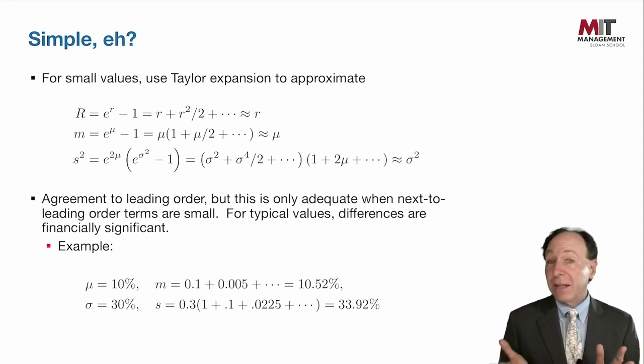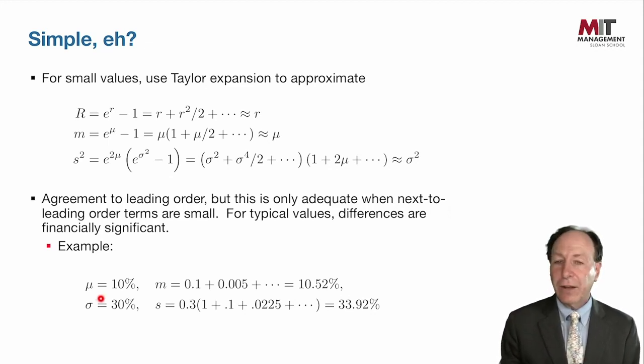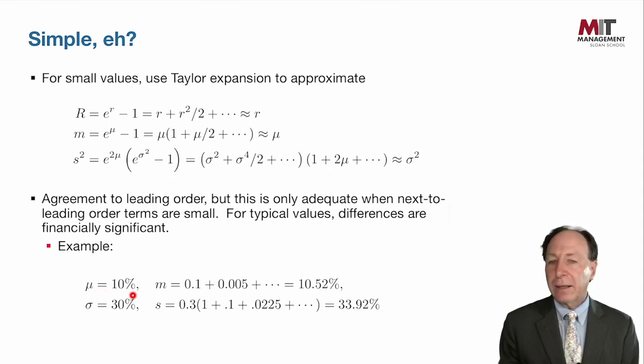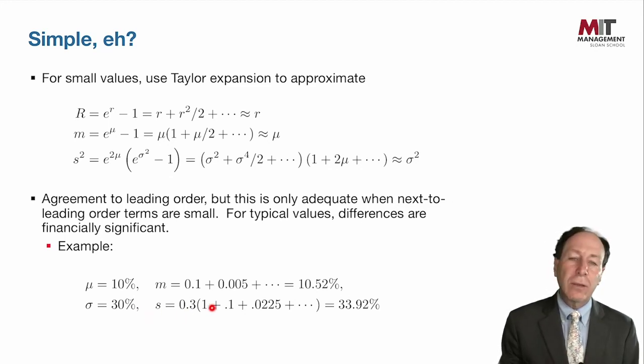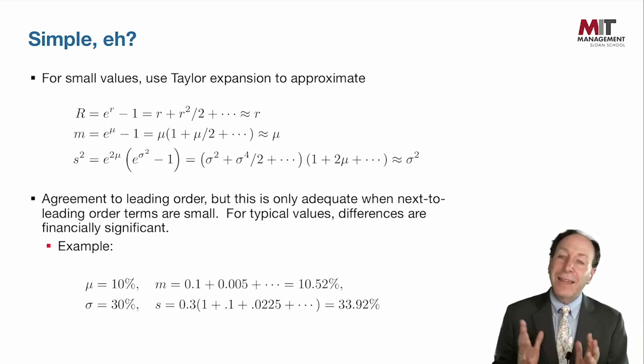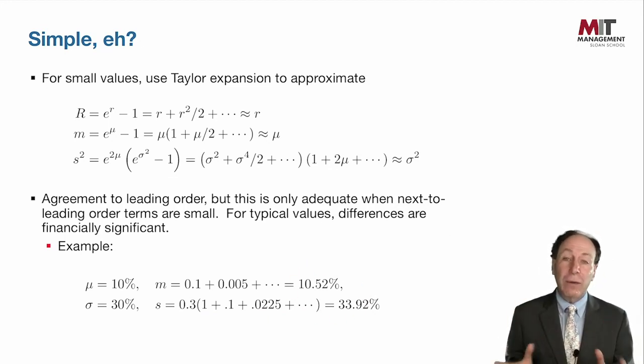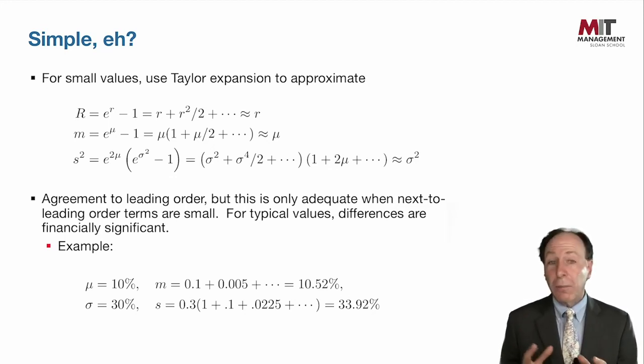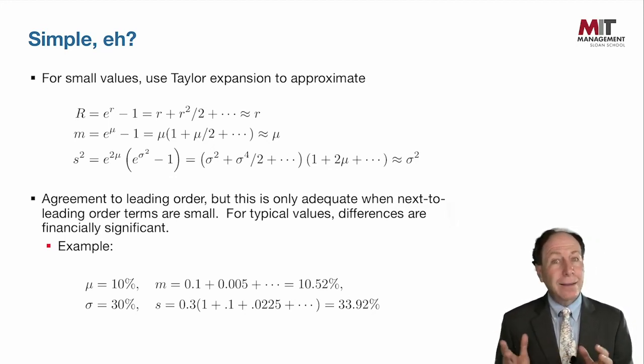One of them is that the deviations can be economically significant. So if we take a look at things like a typical 10% return with 30% volatility on an annualized basis, if we look at the formulas, we can see that there are deviations depending on which of the formulas we use to compute them. The other thing to keep in mind is that this is great when the values are small, which they are most of the time. But when they're not, they're not.